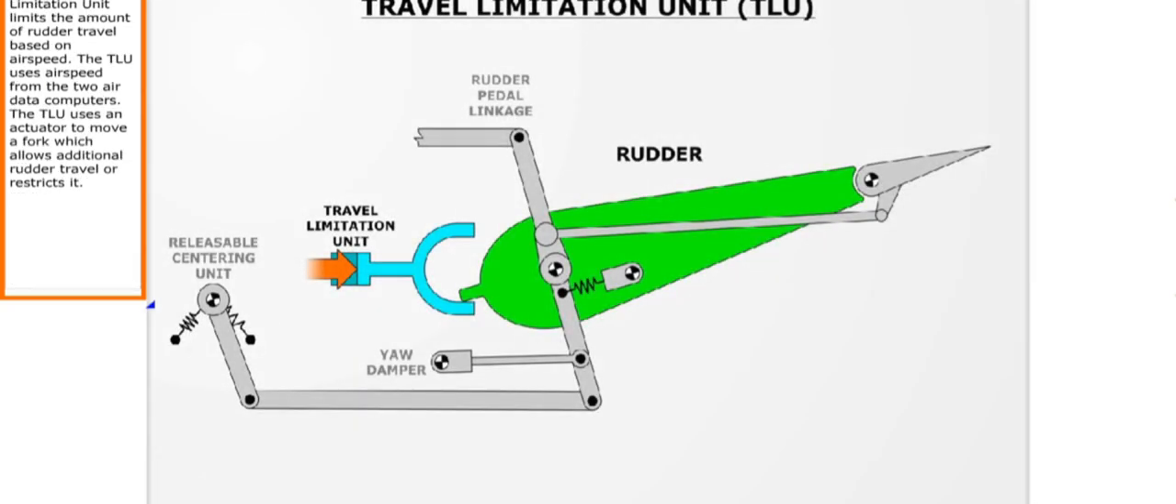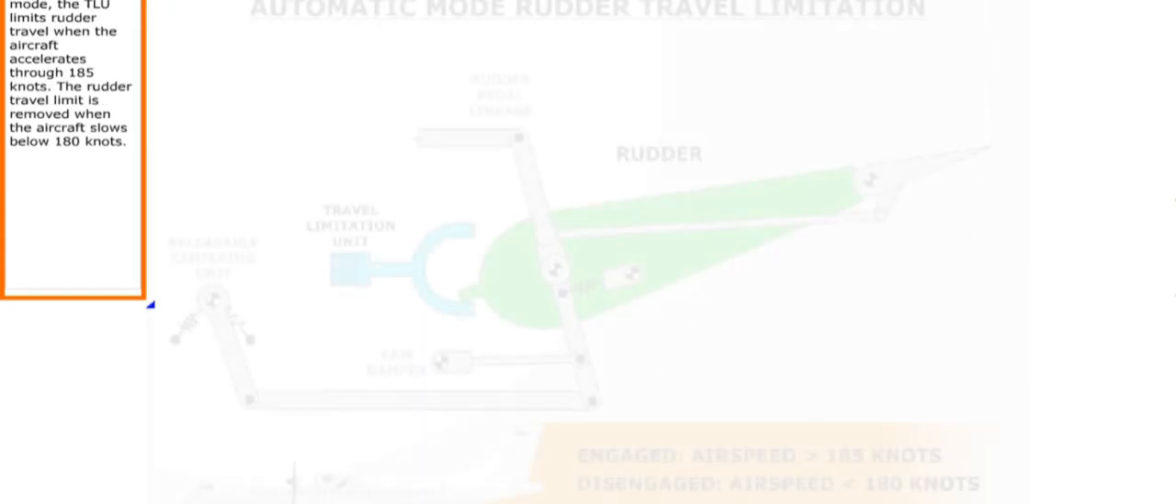A travel limitation unit limits the amount of rudder travel based on airspeed. The TLU uses airspeed from the 2 air data computers. The TLU uses an actuator to move a fork which allows additional rudder travel or restricts it.